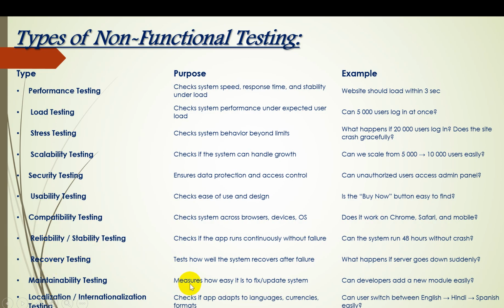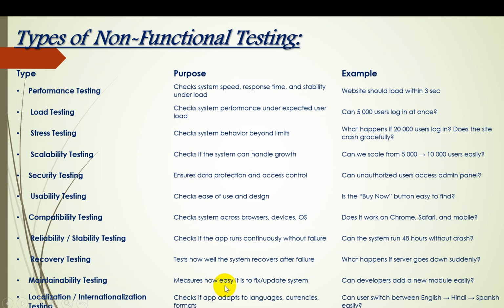Now recovery testing. There we can test how well the system recovers after a failure. Suppose, just because of low internet bandwidth, our application is reloading, but a few images on the page did not open. After some time, our internet bandwidth is clear and good. At that time, those images should be displayed. Whether these things happen automatically by the application, we can check as part of recovery testing. The next point is maintainability testing.